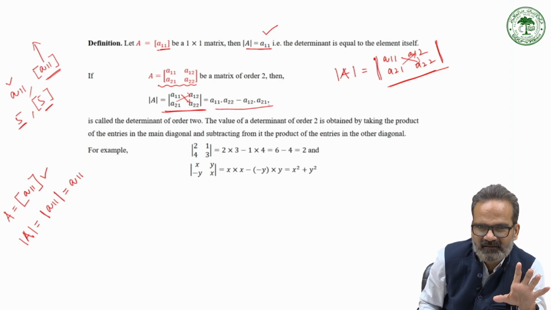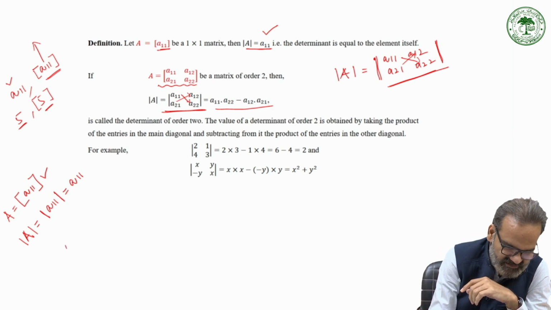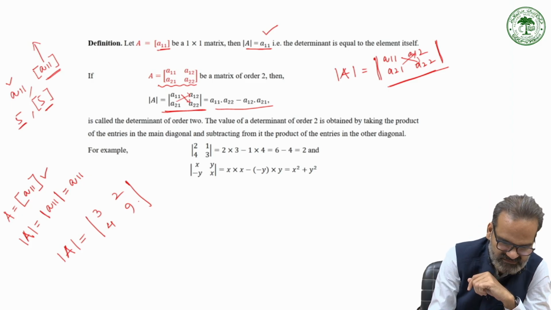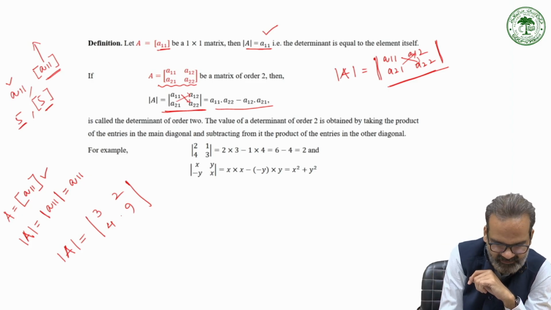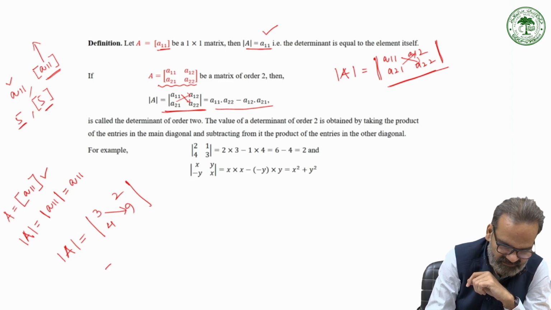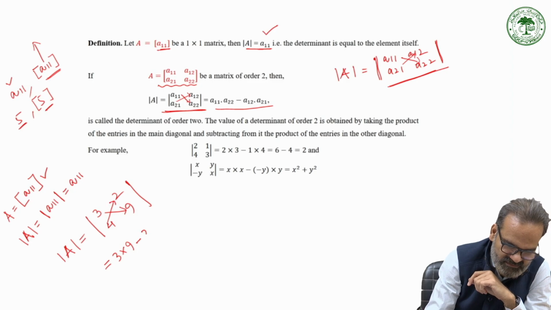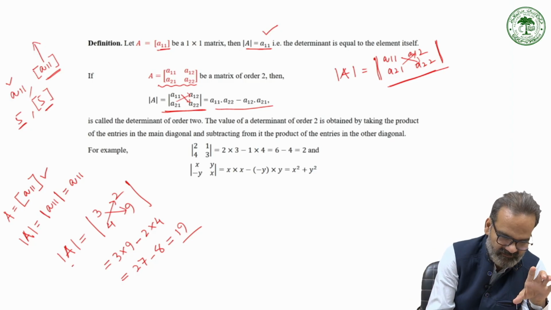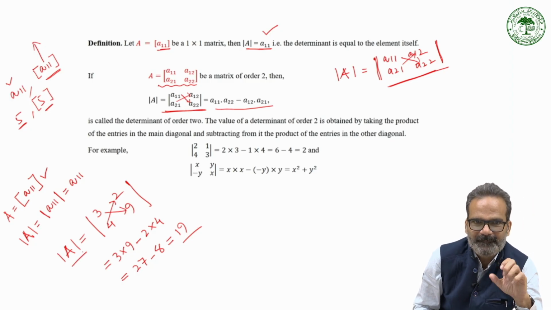For your convenience, let us take a determinant of order 2. Say A is equal to the determinant with rows 1, 3 and 2, 4, 9. For example, this is a determinant. So how can we find out its value? Its value is simply obtained by multiplying these two elements, that is 3 into 9, minus multiplying these two, that is 2 into 4. So this is what? 27 minus 8, you will get 19 as the value of the determinant A, right?